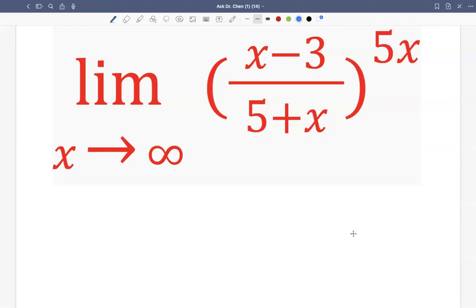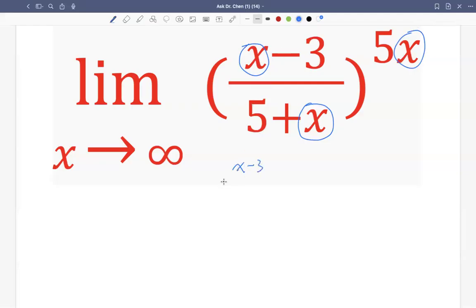Let's see this question. We want to find the limit when x approaches infinity of this expression, (x minus 3 divided by 5 plus x) raised to the power 5x. We want to evaluate this limit if it exists. Look at this: we see x, the variable, appears in the denominator, in the numerator, and in the exponent. So first, we want to simplify inside the parentheses.